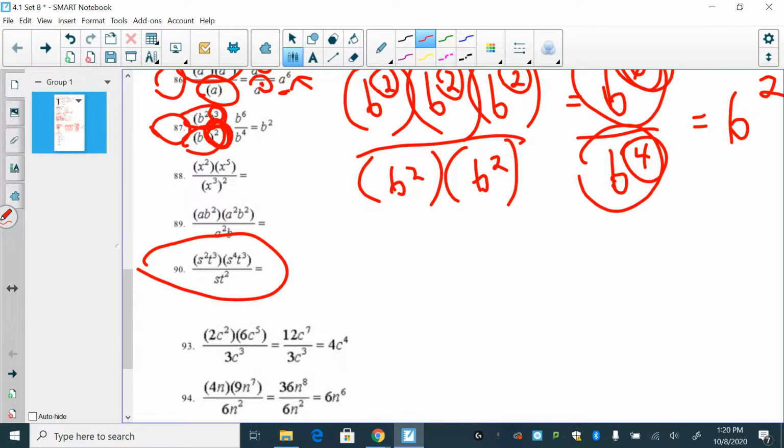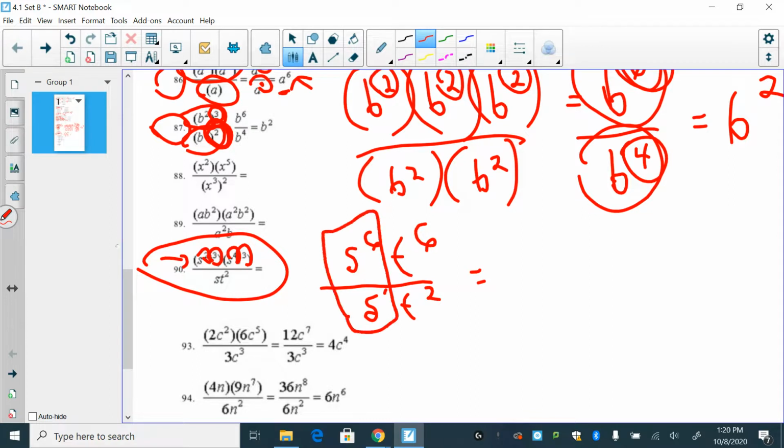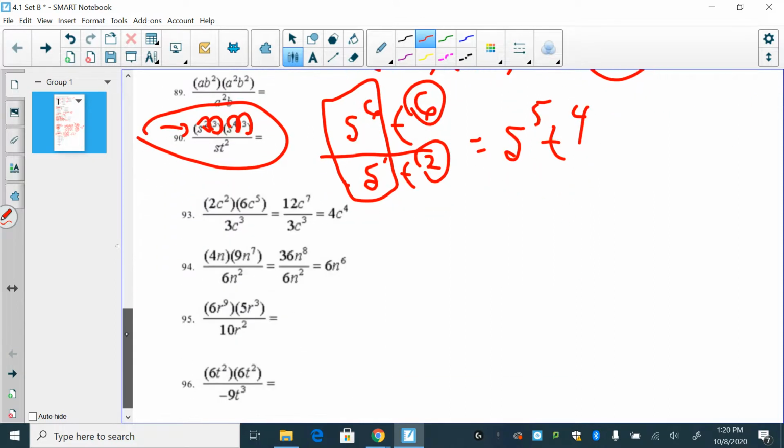Okay. So let's look at, say, 90. If I do 90, I'm going to do the top first. So I've got S with a 2 and an S with a 4. So that gives me S to the 6. I've got T cubed and another T cubed. So add them together. 3 plus 3 is 6. I'll rewrite the bottom, S to the 1, T squared. And so I'm going to divide. So I've got subtracting. So it's S, 6 minus 1 is 5. And then T is 6 minus 2, which is 4. Okay, that's all you're doing with these kinds of questions.